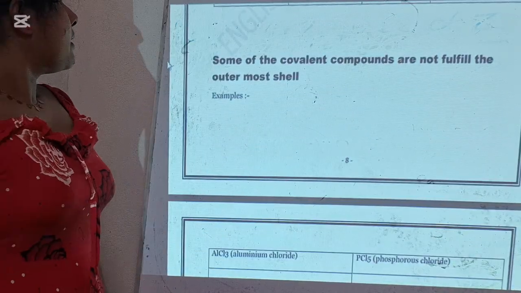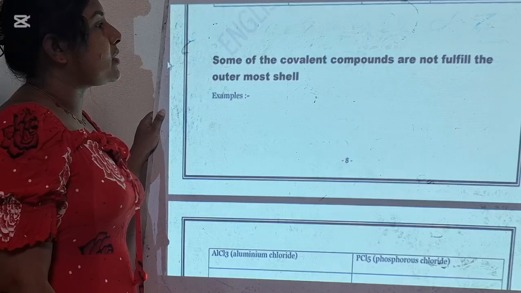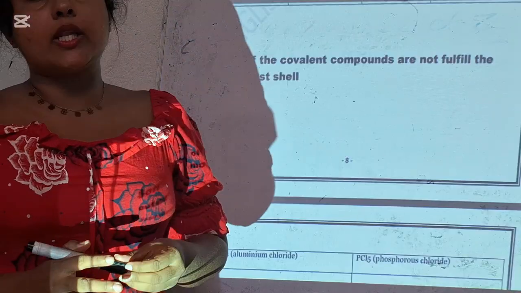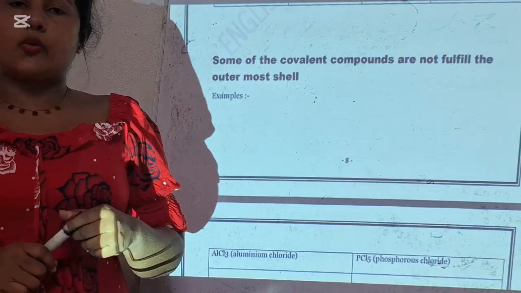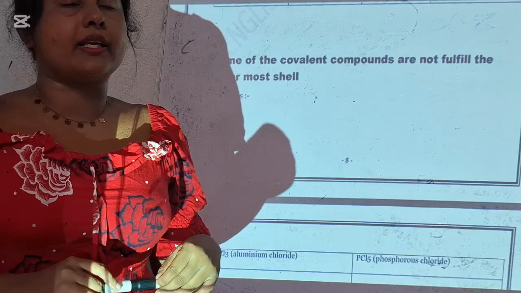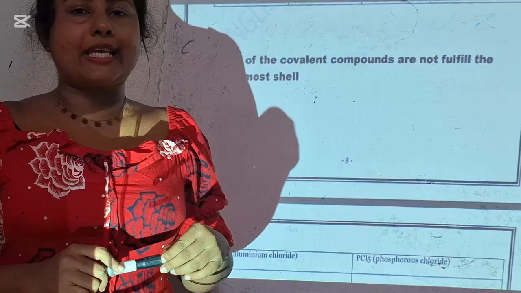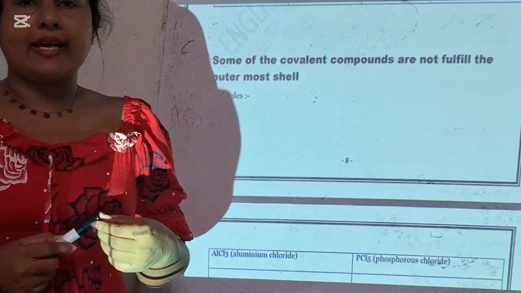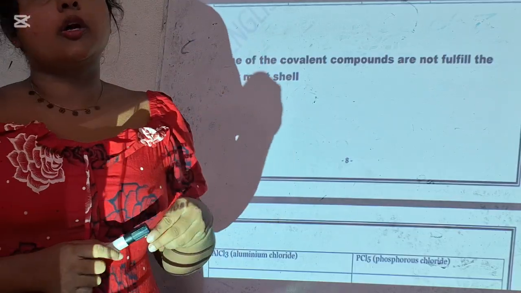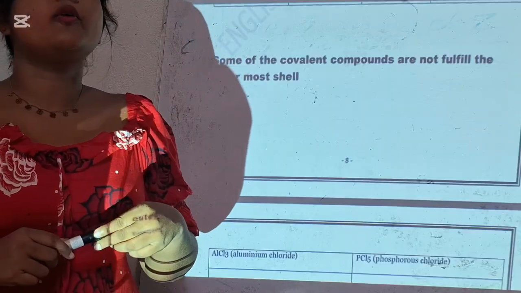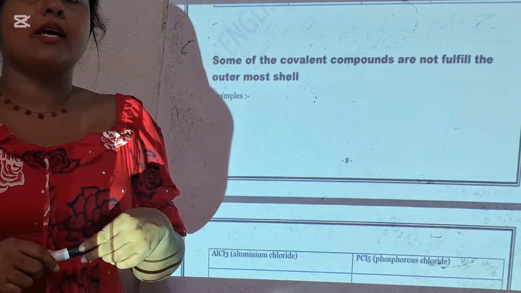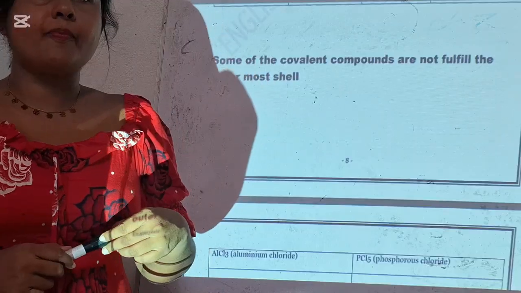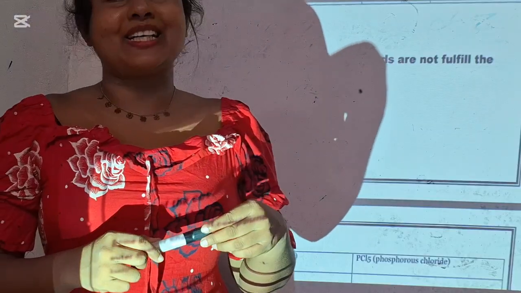Then, some of the covalent compounds do not fulfill the outermost shell. There are two examples to learn. Very rare situation. Sometimes when atoms make covalent bonds, they do not fill their outermost shell. As I told you previously, most of the atoms tend to fill their outermost shell with the maximum number of electrons. They always try to complete their outermost shell.